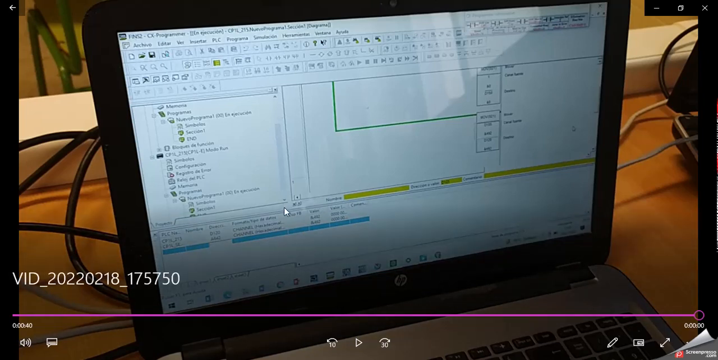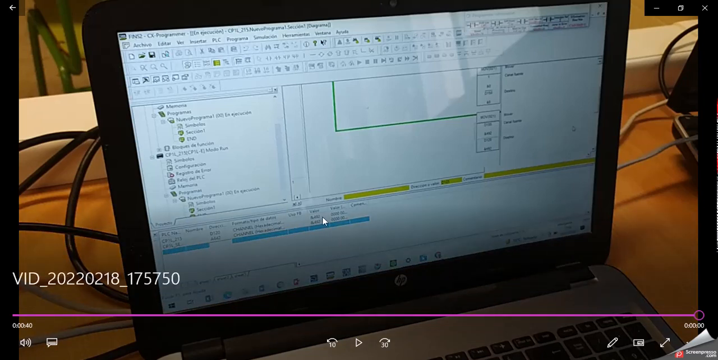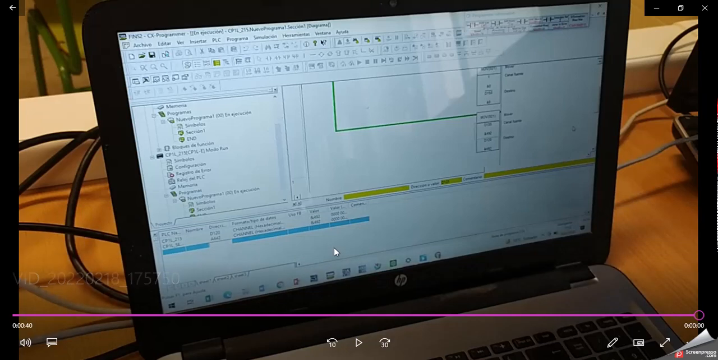So I could have used a faster one, but I thought maybe it was going to slow down the communication or the PLC. So I sent the communication process once every second.